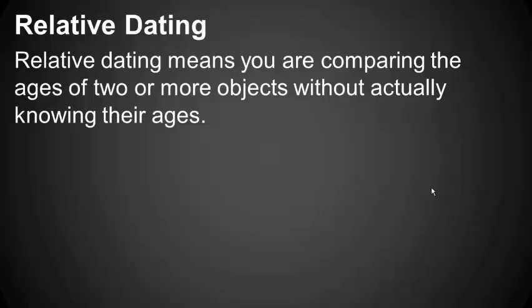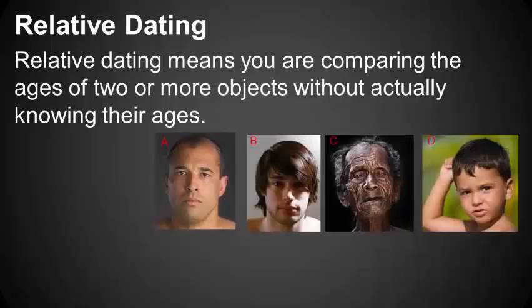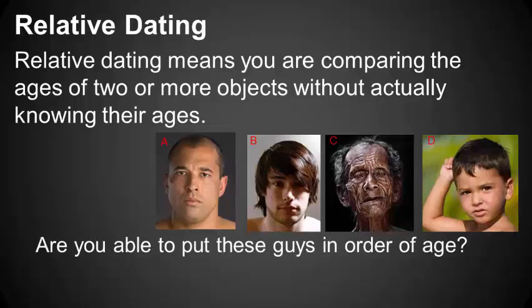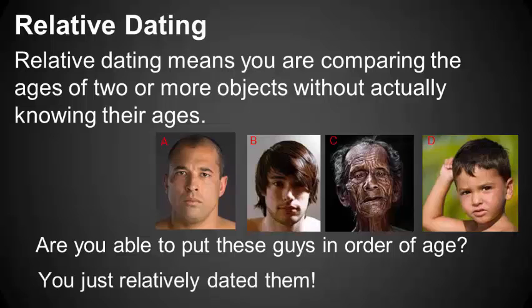All right, now take a look at these guys. I've placed them in no particular order. See if you can put them in order from youngest to oldest. I'll wait a few seconds while you sort them out. Okay, if you said D, B, A, then C, then you put them in the same order as a whole lot of other people. Notice that we were all able to do this, and none of us ever really knew any of their ages. This is relative dating, and we'll be doing it with rocks next.